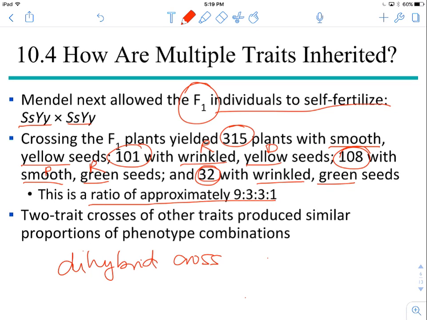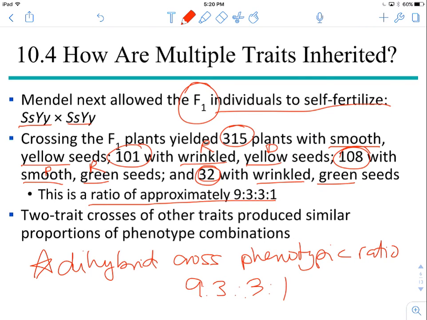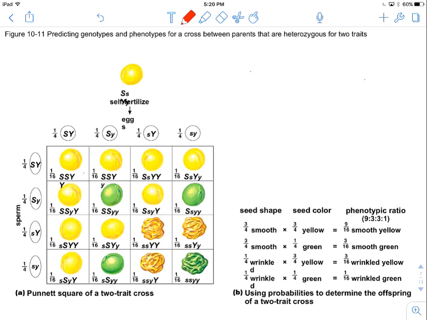And every time he crossed two genes, whether he looked at tall and flower color, or seed pod shape and pod color, or seed shape and flower color, it didn't matter what pair he looked at, they all came up with this phenotypic ratio. So this is something you just need to learn because it's too complicated to figure it out. So the dihybrid cross phenotypic ratio is 9 to 3 to 3 to 1. Let's look at what the Punnett square is going to look like if you want to do it out.